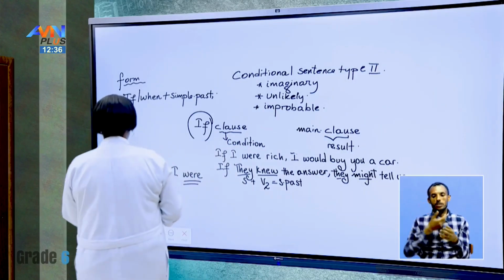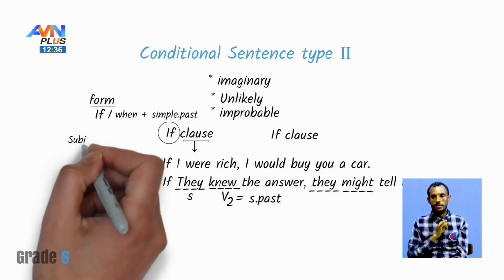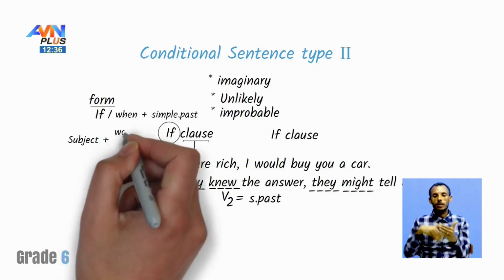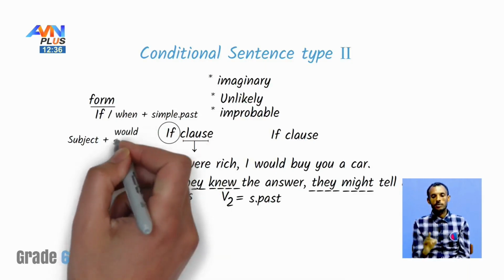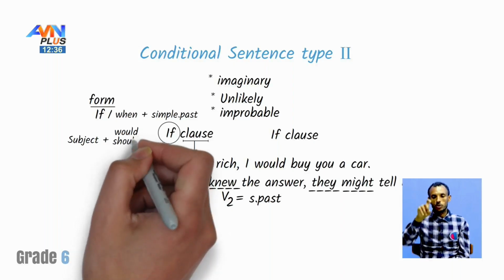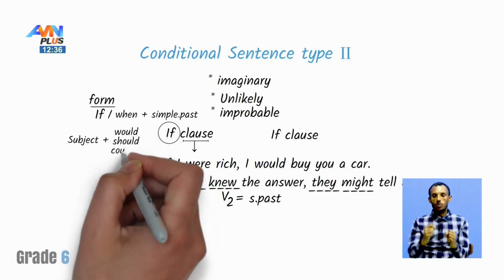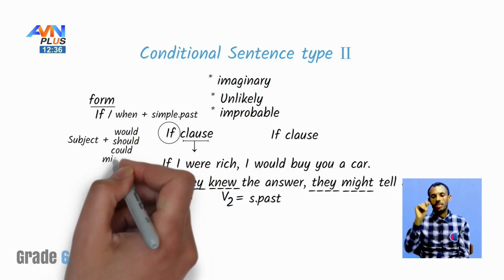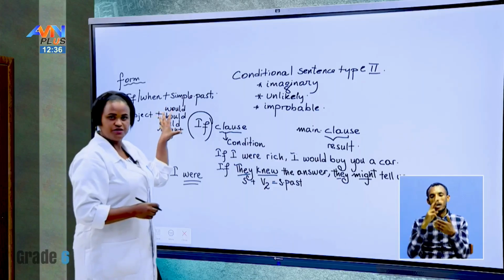So, the main clause comes with subject, then plus the conditionals would, should, could, or might. Okay? These are the auxiliary verbs that we use.